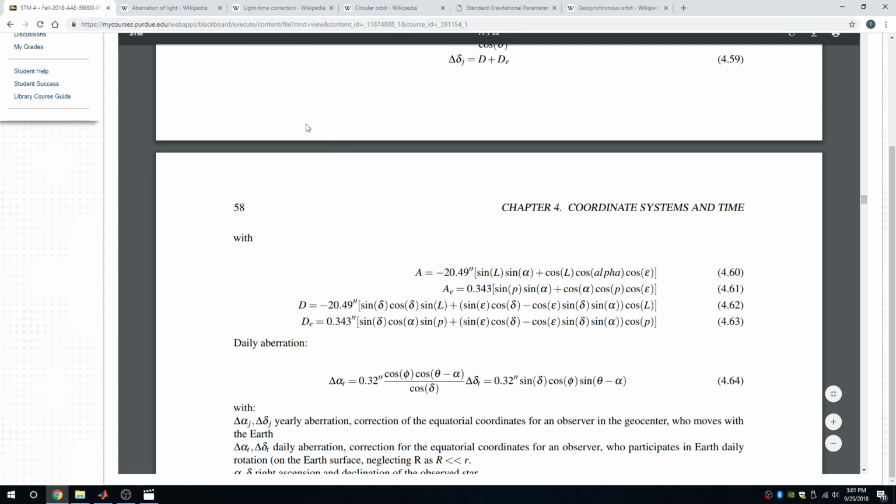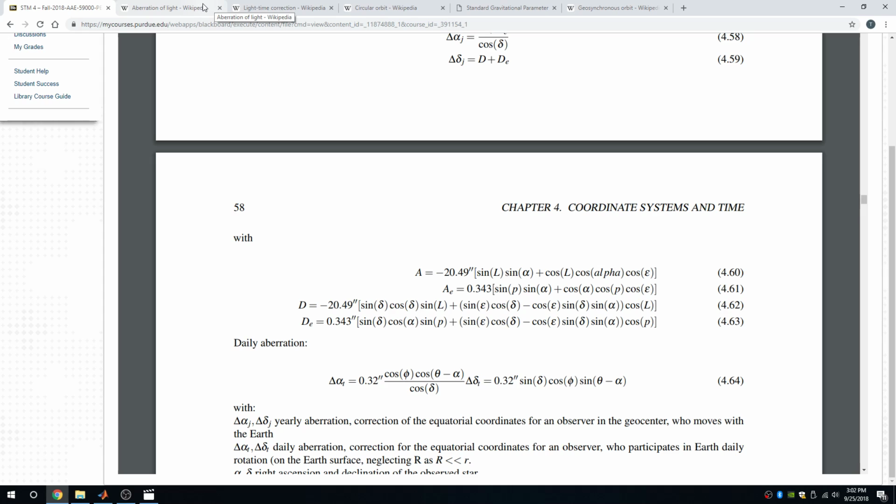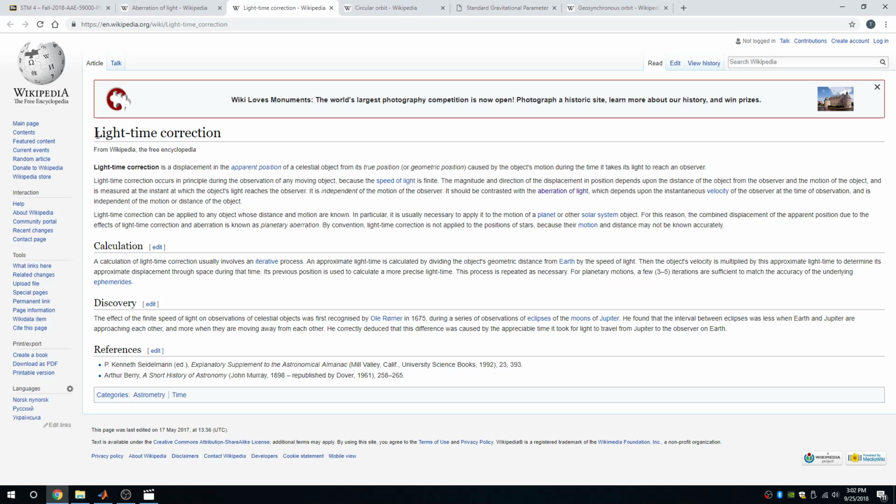However, when viewing satellites in orbit, the velocity relative to the observer is more relevant than the distance, and therefore the time that it takes for the light to reach the observer, which is a bit more in line with a term called light time correction, but that doesn't take into account the relative velocity of the motion of the observer.